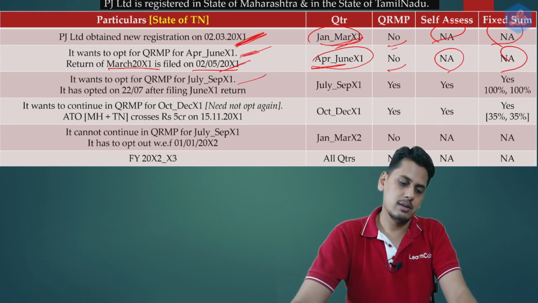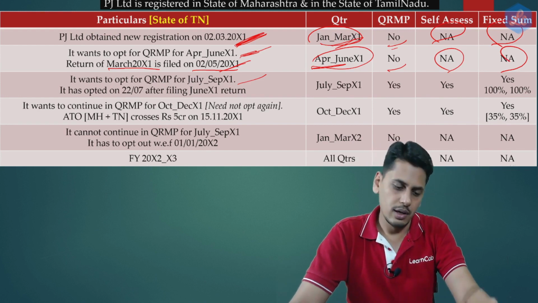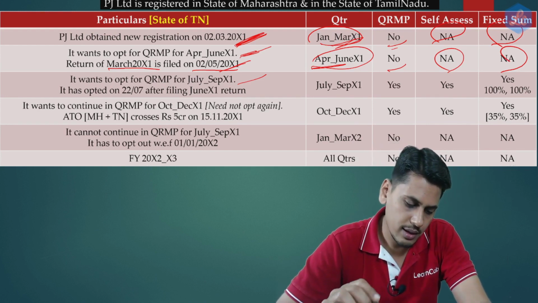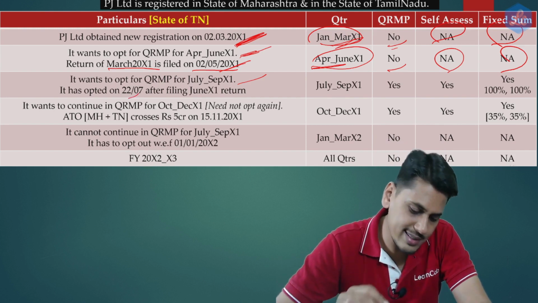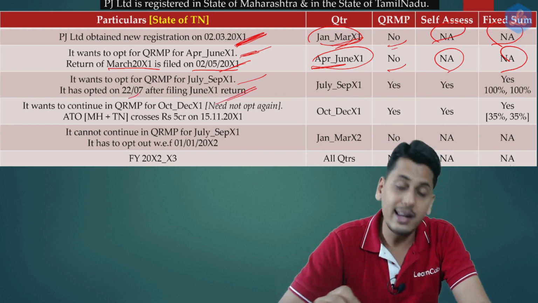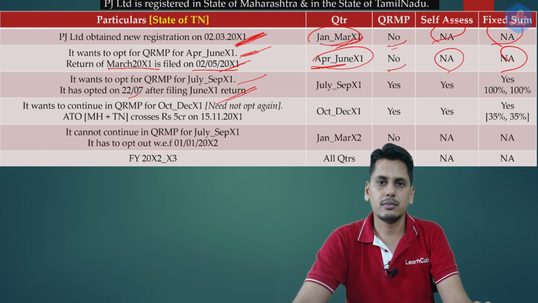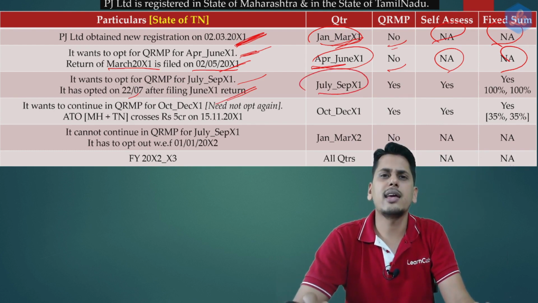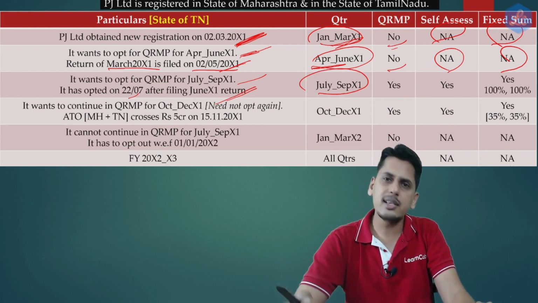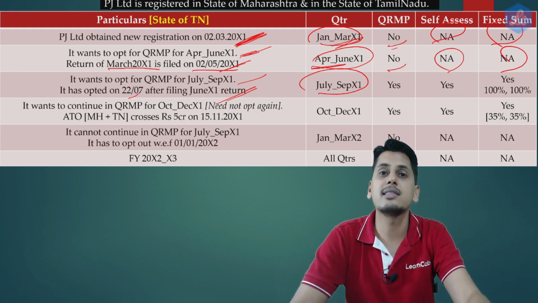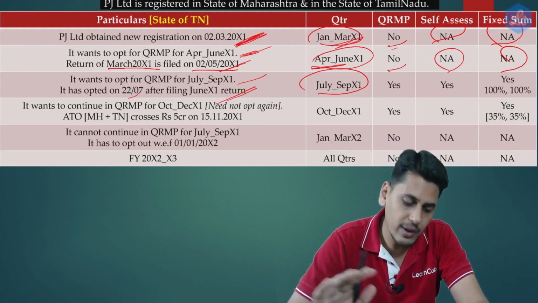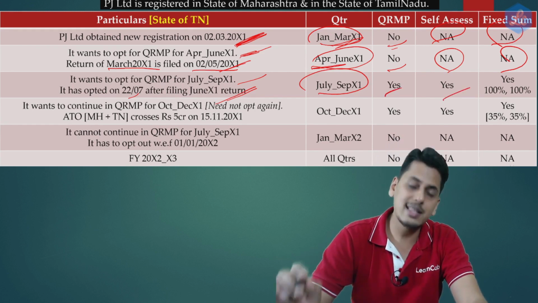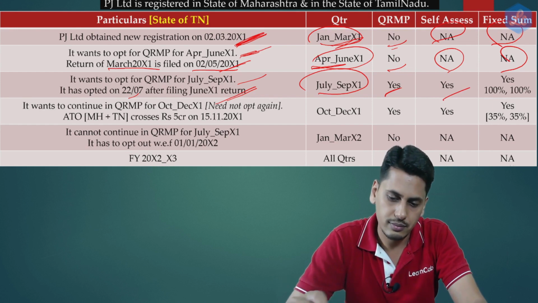Now comes July to September. He wants to opt for QRMP for July to September. He has opted the same on 22nd of July after filing June month's return. So friends, for July to September, can he opt by 22nd of July? Yes. For July, the cutoff date is 31st of July. So by 22nd of July, he can opt in. So QRMP is available. Obviously, self-assessment is also available.